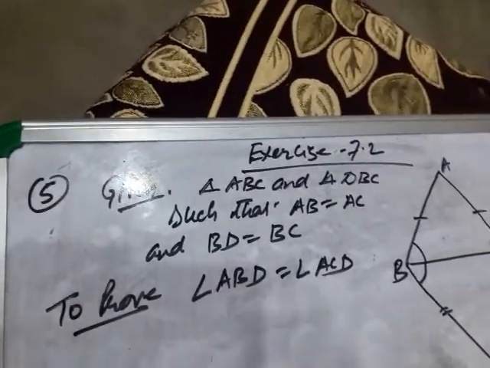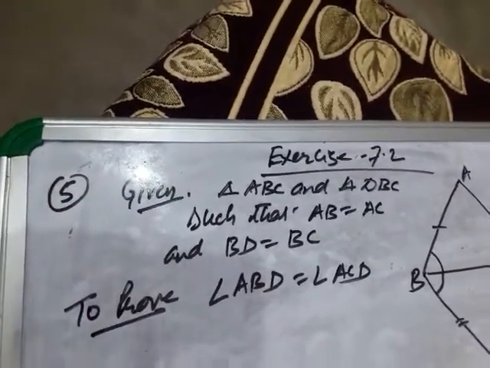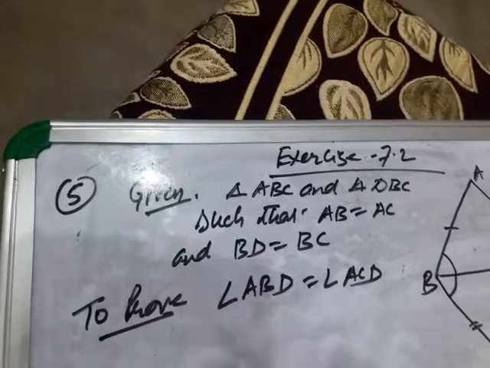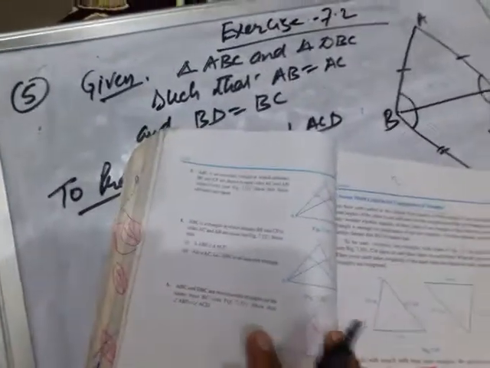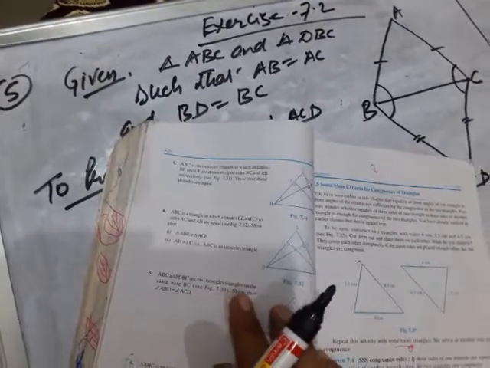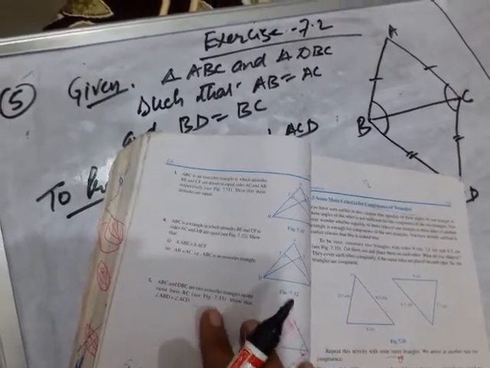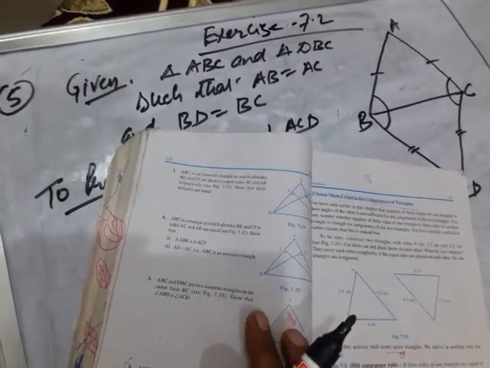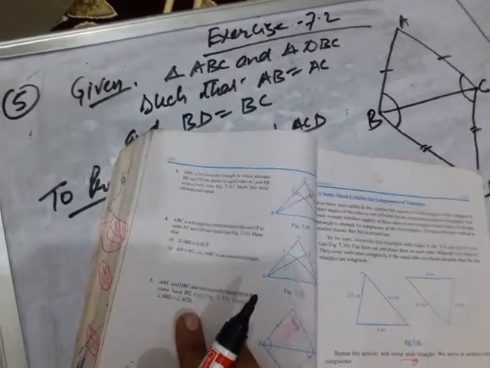Good morning, children. Let us see again exercise 7.2, question number 5. This question number 4 you can do yourself. Question number 5, let us see what it states. Triangle ABC and DBC are two isosceles triangles on the same base BC. Figure 7.33 is given. Show that angle ABD is equal to angle ACD.